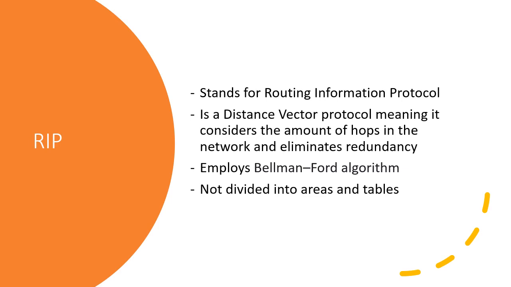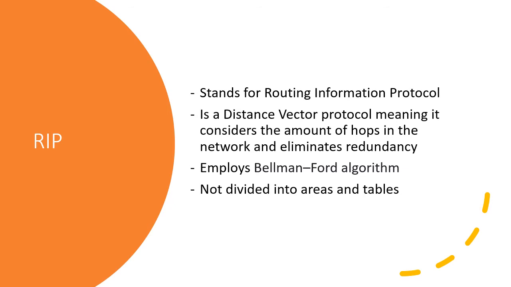RIP stands for Routing Information Protocol. It is a distance vector protocol, meaning it will take into account the amount of hops as opposed to the amount of speed measured in OSPF. It employs the Bellman-Ford algorithm.